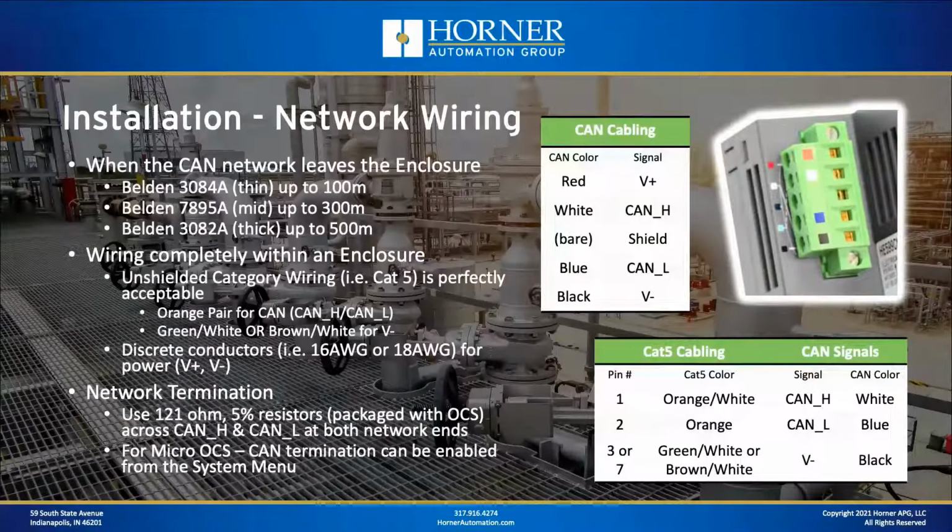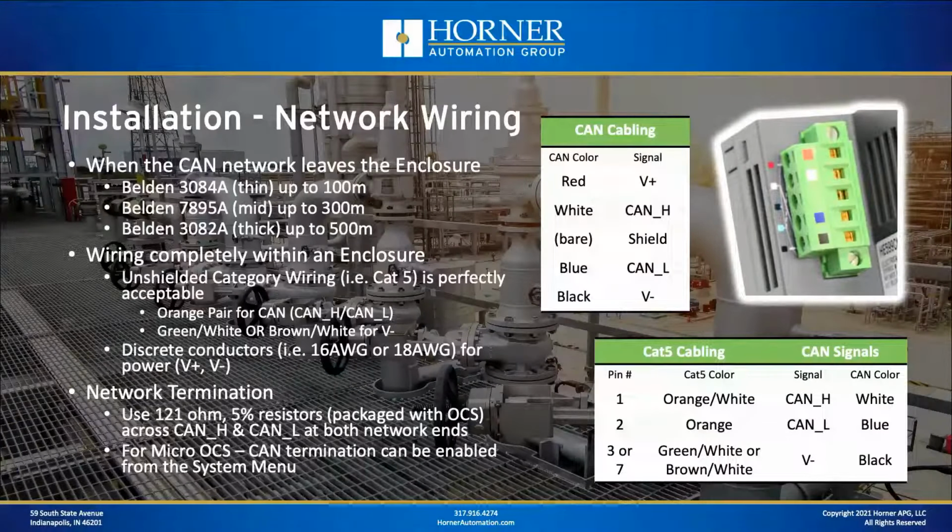Okay, now let's talk in a little bit more detail about the network wiring. What cables do you actually connect to that network connector, or the double plug, which I'm recommending? Well, let's say you've got an application where the CAN network leaves the enclosure. In other words, the SmartRail is located in a different location in a different enclosure than the OCS, which is housed in its own enclosure, let's say.